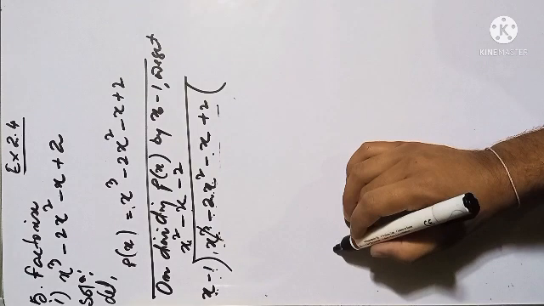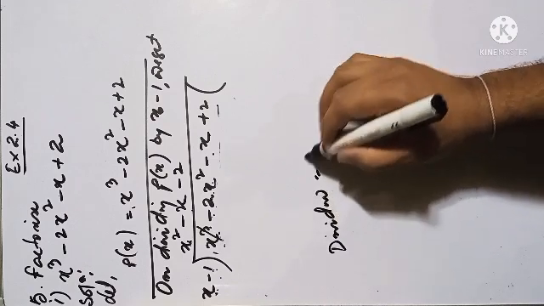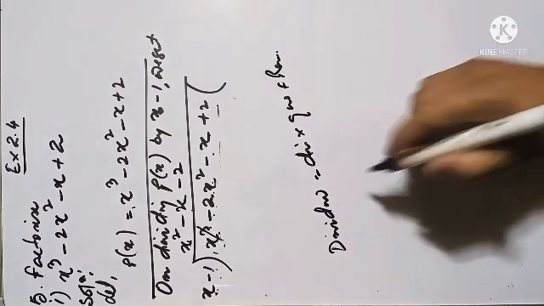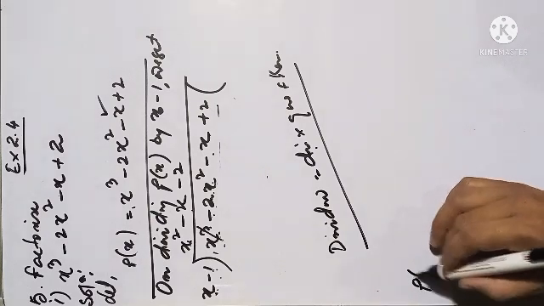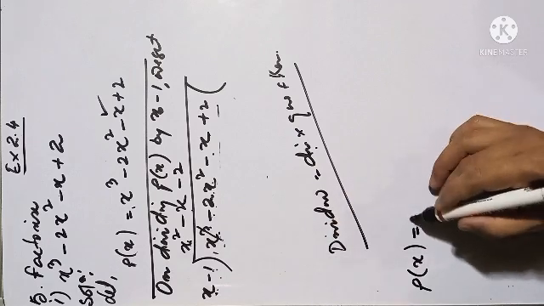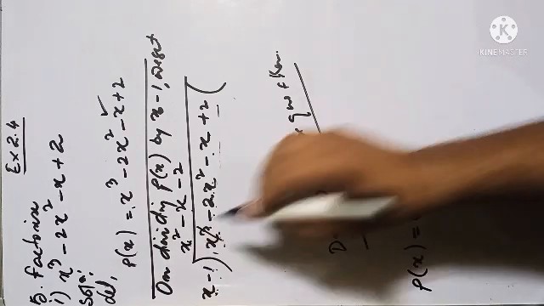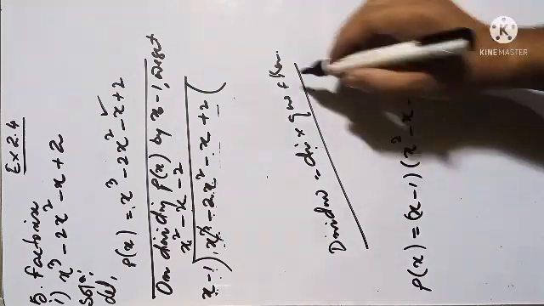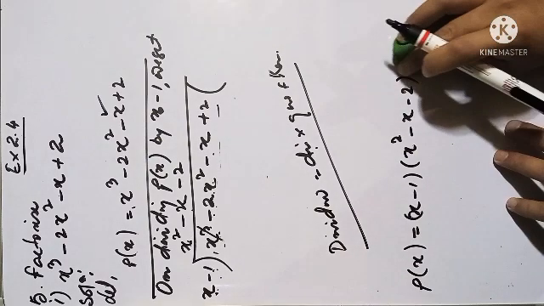Okay, we have one relation now. We even learned this from before. Dividend equals divisor into quotient plus remainder. This formula we are going to use now. So let me write here p of x equals x minus 1, that means divisor. And what is the quotient? Quotient means x square minus x minus 2 plus 0. What is the point of writing plus 0? Because it won't affect anything, so I will just rub this one.